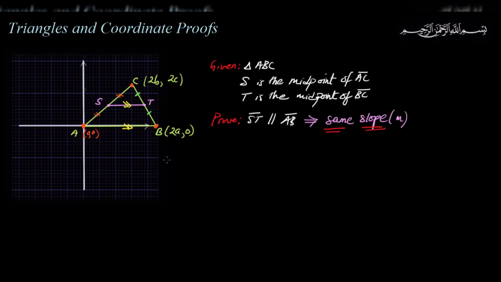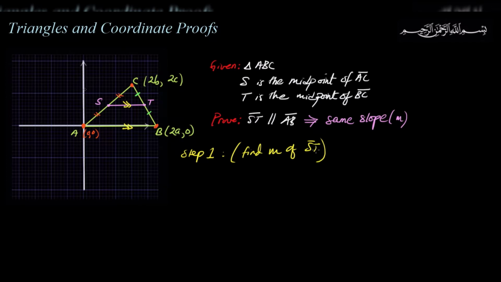What's the slope of AB? The slope of AB is 0, isn't it? It's a horizontal line. So if we can prove that the slope of ST is also 0, then we're done. Let's go about it. How do you find the slope? Let's call it step 1. Our step 1 here is to find the slope. This is our plan: find m, the slope of segment ST. That's what we're going to try to do.